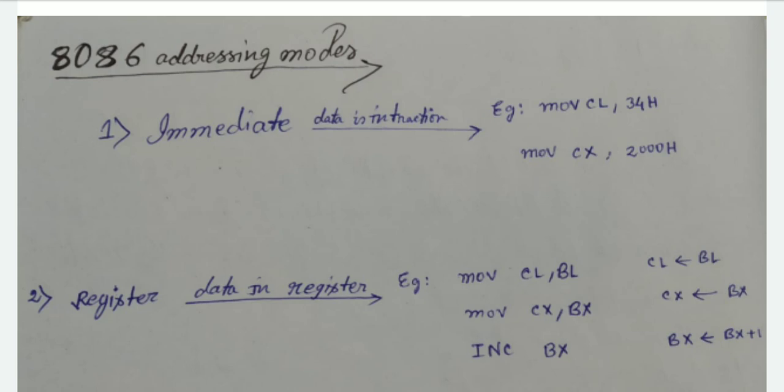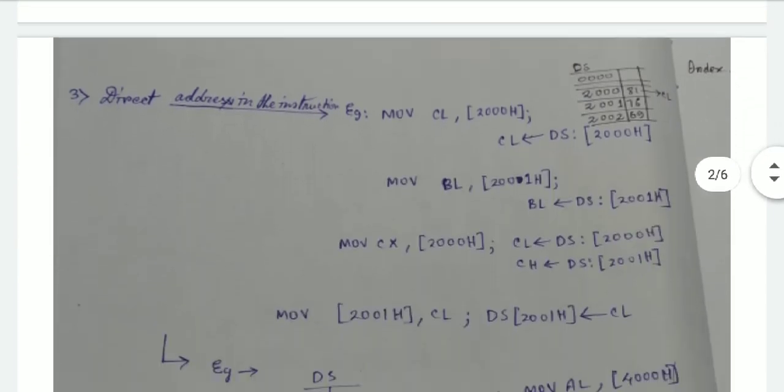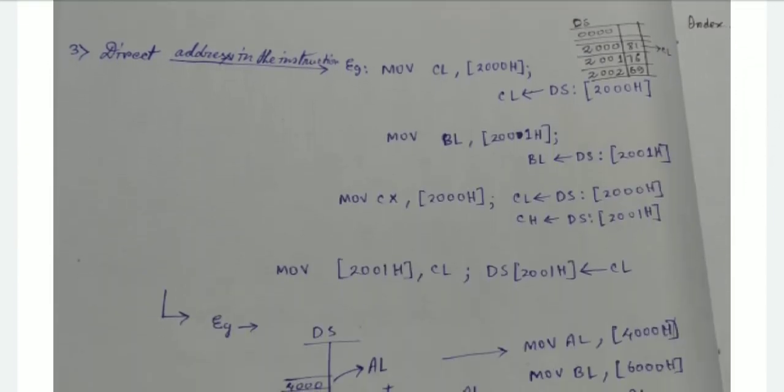Let's come to the third one, the direct addressing mode. The real topic begins from here. Friends, it's interesting, so pay your attention please. You have no information about the data. Where is the data? The data is somewhere in a memory location, at some address. By this addressing mode, you are telling the processor to go to that address to fetch the data.